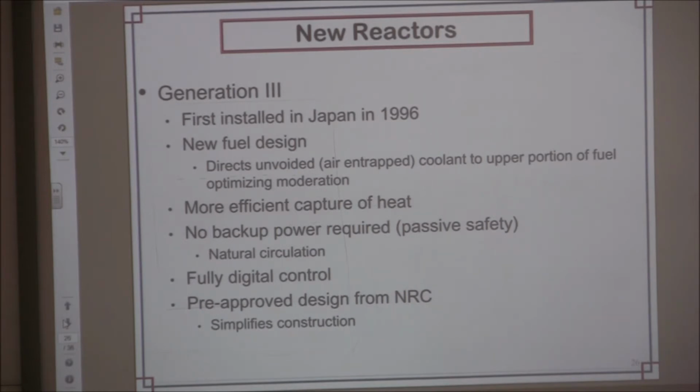So Generation 3 has been around for about 20 years. It has a better fuel design, so it avoids any entrapped air, meaning it is more efficient. You optimize the use of your fuel. It is more efficient, which means more production. Here's the other big thing. You don't need backup power to keep the plant cool. It just uses natural circulation, right, which is based on density. So a much better design, so you don't need as much power.